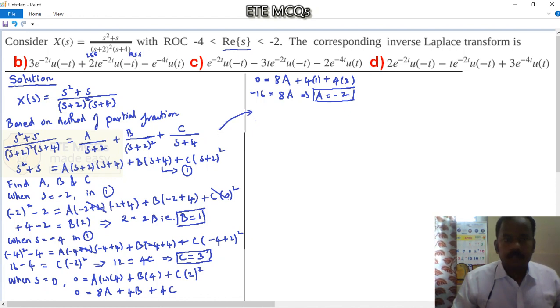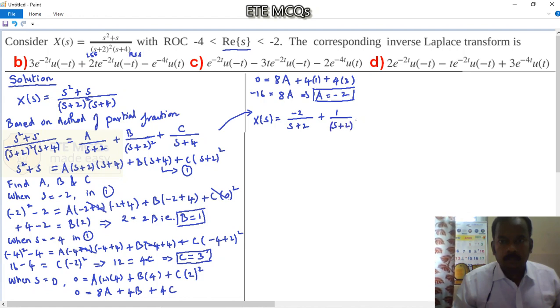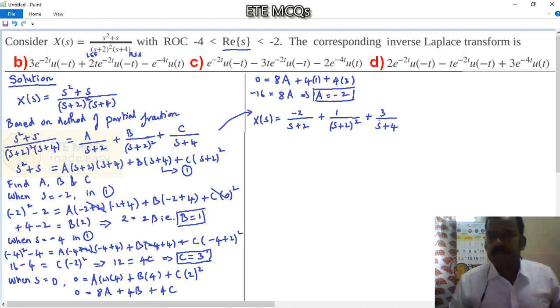I am just substituting A, B and C here. We will have X of s is equal to minus 2 divided by s plus 2, plus 1 divided by s plus 2 the whole squared, plus 3 divided by s plus 4. So this is what we have, and we are supposed to take the inverse.